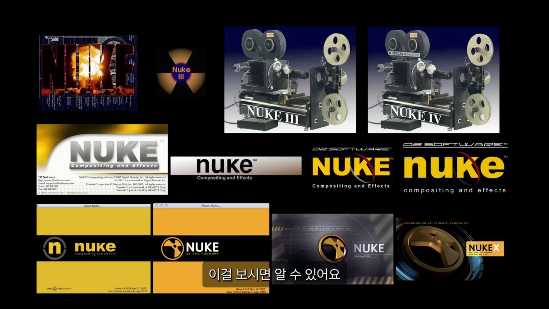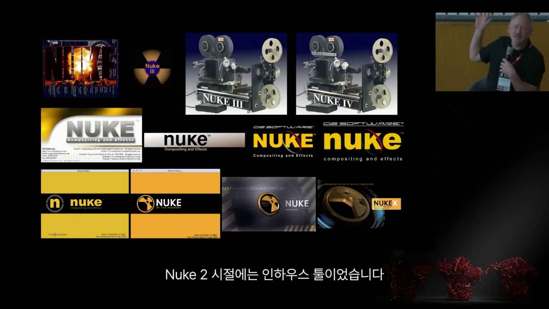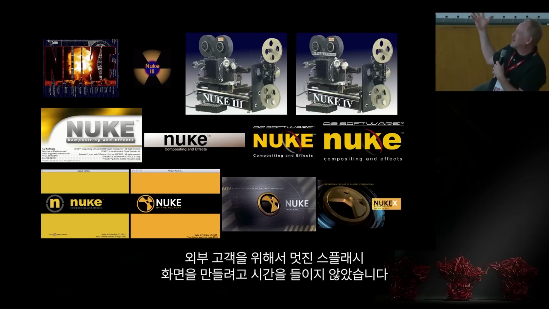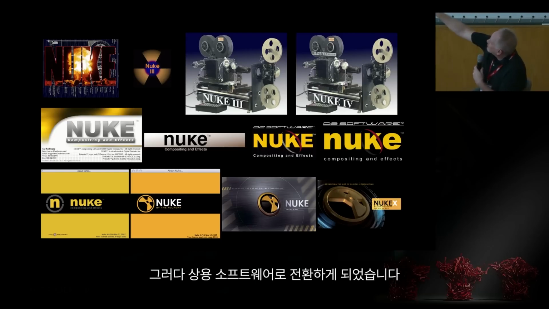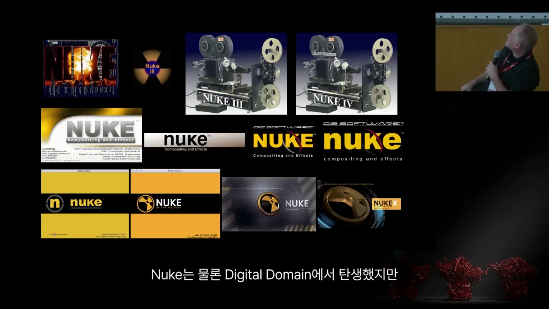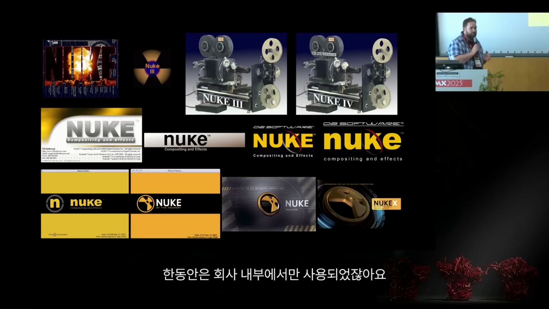But that speaks to it. If you look at the Nuke 2, it was an in-house tool, so it's not like we were spending a lot of time trying to make these splash screens look amazing for a bunch of customers outside the company. So you can kind of see when it became a commercial piece of software, things got a little bit nicer. A bit more pro, yeah. I think everyone will realize that Nuke came out of Digital Domain, but for a while it was only inside Digital Domain.